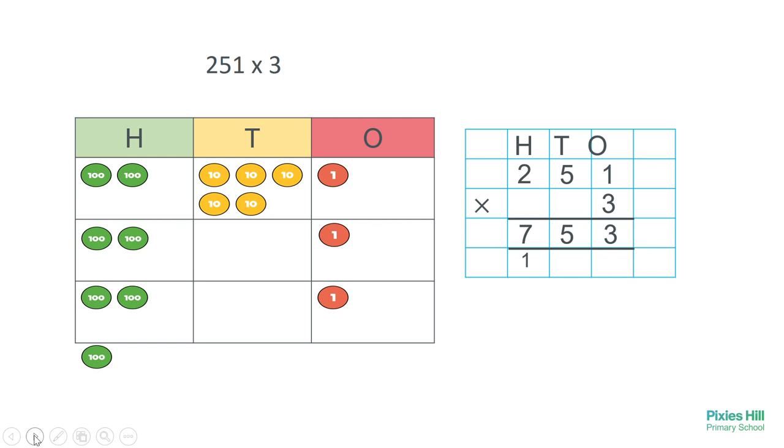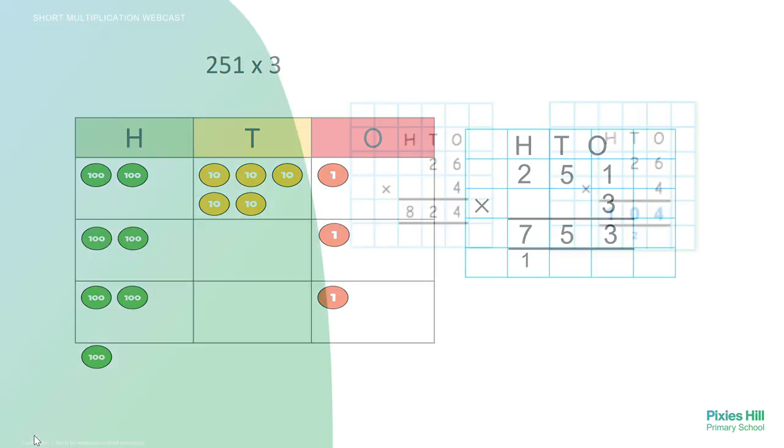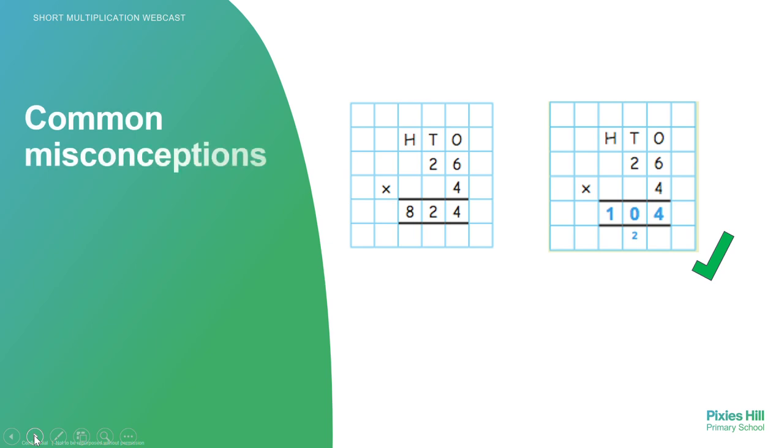As with a lot of maths, if children understand the mathematics behind the method, they are able to multiply by any number of digits as they continue to move up the school. This is why using concrete and pictorial representations is so important at the beginning of this journey. Before we go, a few common misconceptions to be aware of.